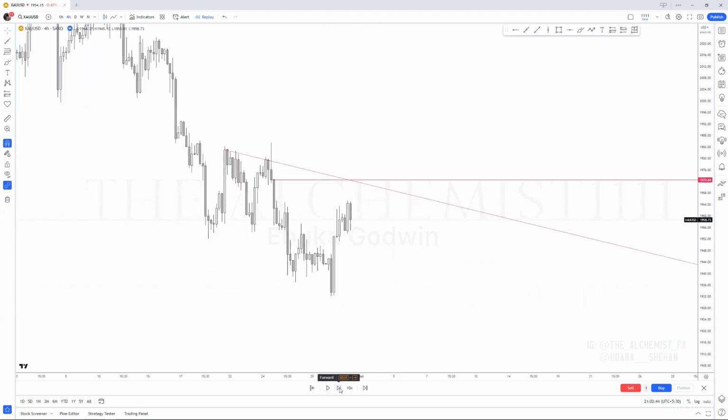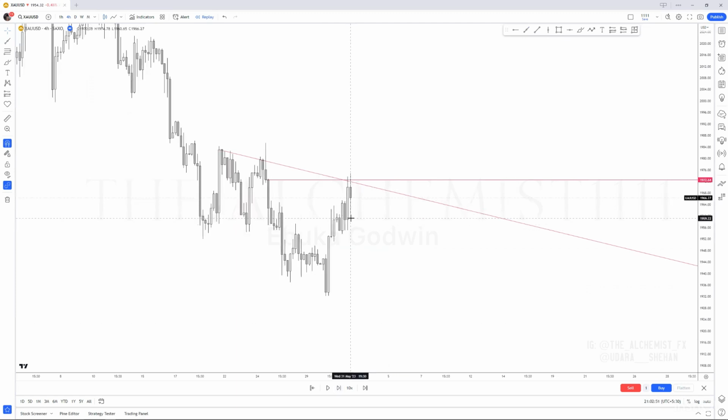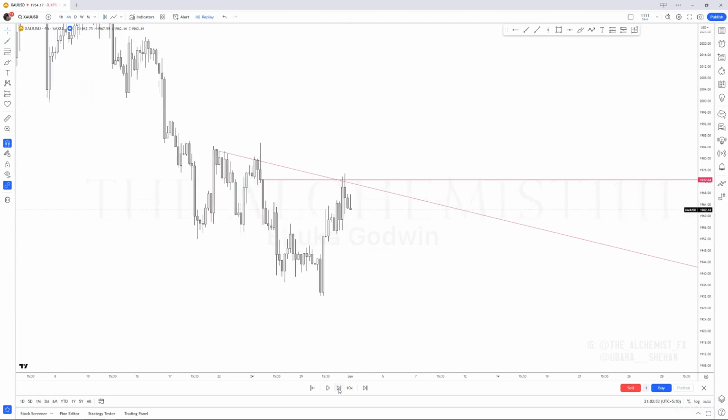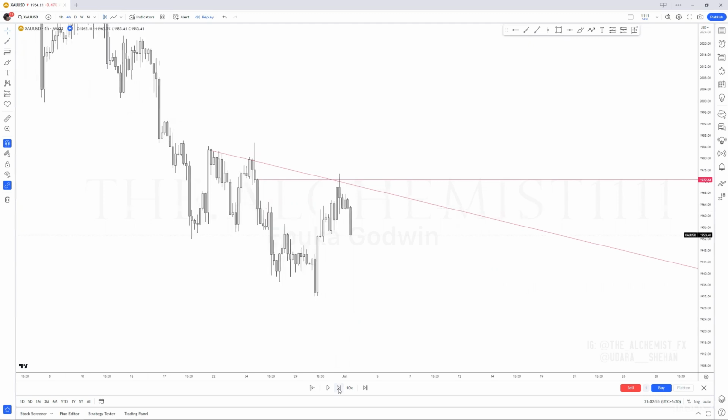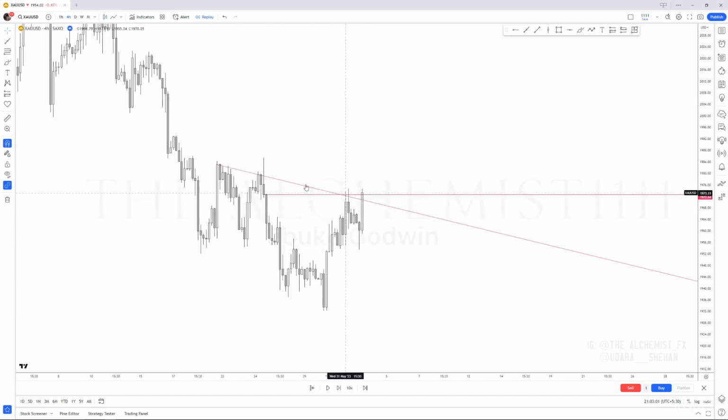I'm not going to give you the idea that it is easy, because it will take some time. But there we go, see that? Now look at this. It was once used as a resistance, which is why it pushed price down. But after it breaks, these are the best types of trend lines. The ones that were used as a resistance and then get broken will get used as a support. I'll show you more examples like this.